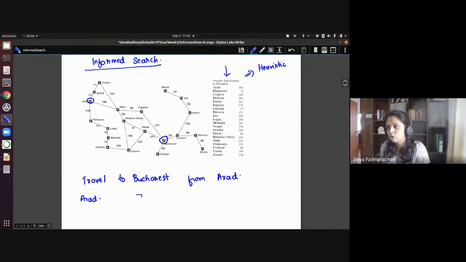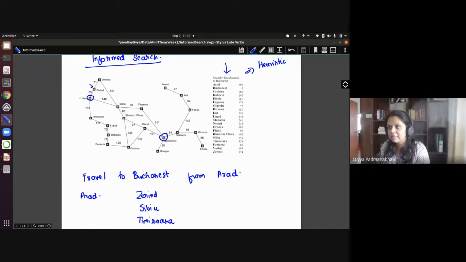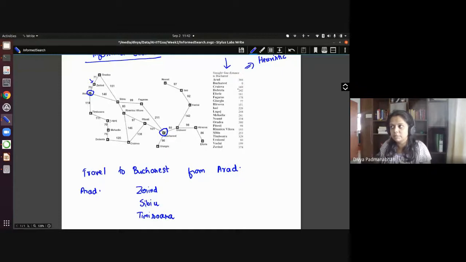So either you could go to Zerind, or you could go to Sibiu, or you could go to Timisoara. I don't know if I have the pronunciations correct, but anyway, you get the idea. So there are these three places which are adjacent to Arad. So one of these three places you can go to. Okay, so how would you choose which one to go? Right, for that you have these numbers here, right?